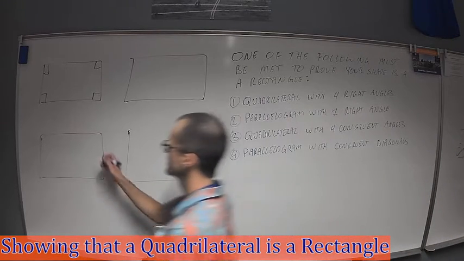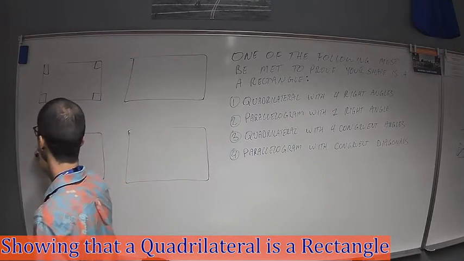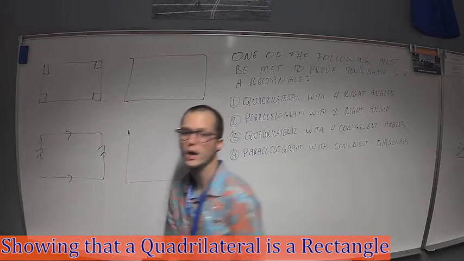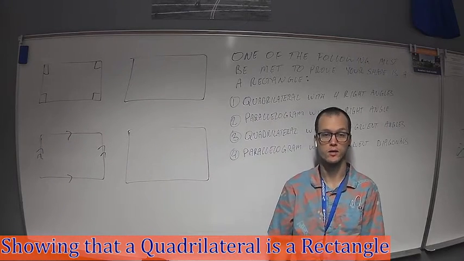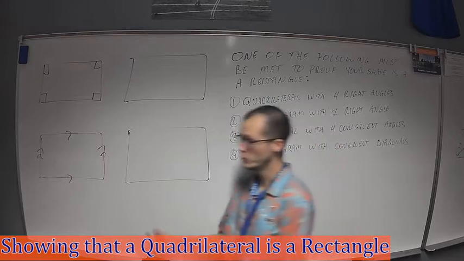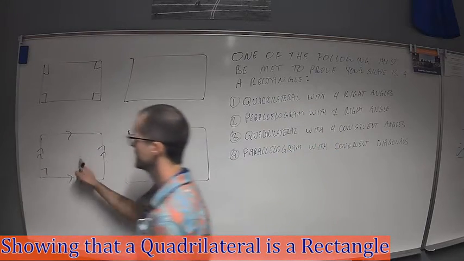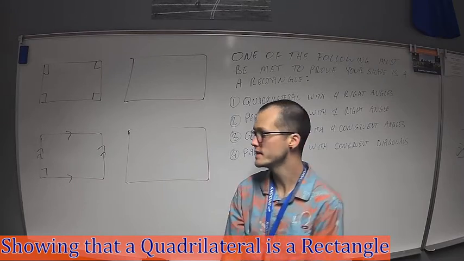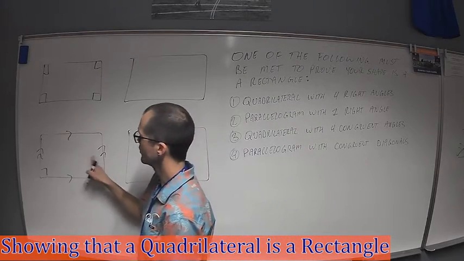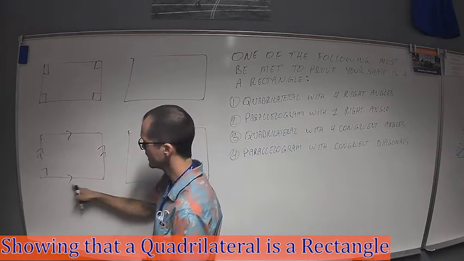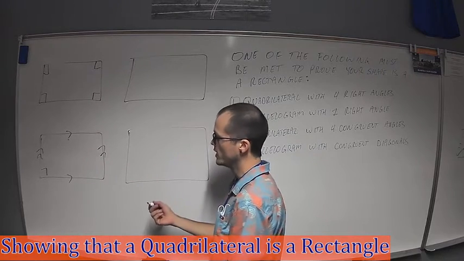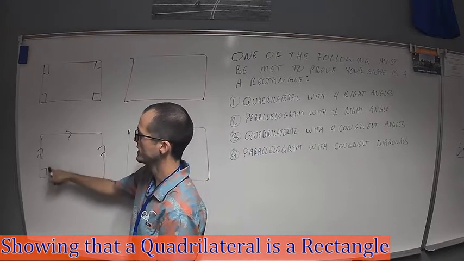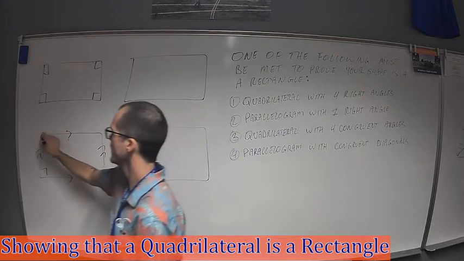Number 2, some parallelogram with exactly 1 right angle is all we need. So that means we know it's a parallelogram, meaning the 2 opposite sides are parallel to one another, and it has exactly 1 right angle. So if this is all the information you have, you can definitely say it's a rectangle because, well, if these sides are parallel, that means these 2 lines are acting as transversals. So we have same side interior angles going on right here.